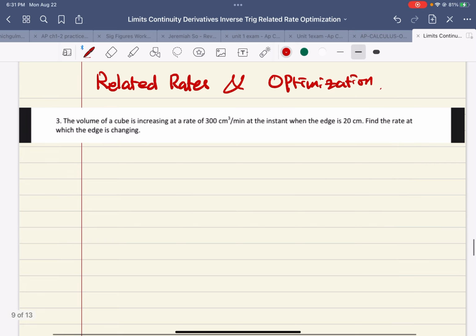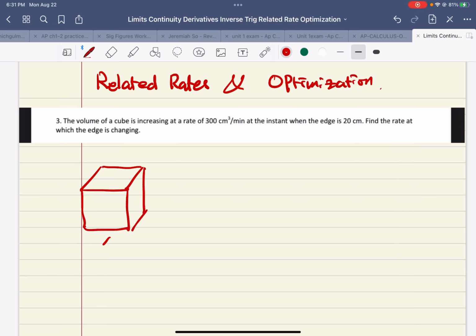Number 3: the volume of a cube is increasing at a rate of 300 cubic centimeters per minute at the instant when the edge is 20 centimeters. Find the rate the edge is increasing. Let me quickly draw the cube. All the sides are congruent because it's a cube. The volume of a cube is x cubed.